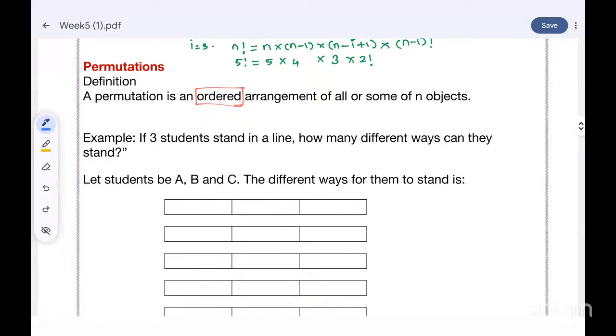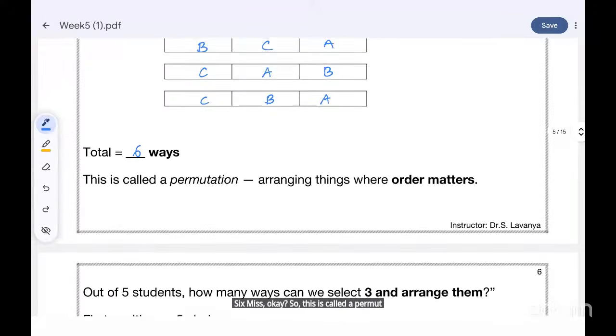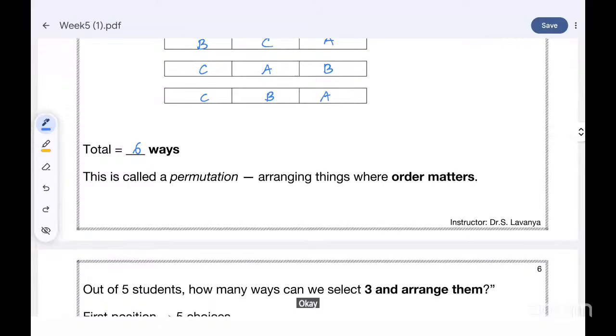ABC, ACB, BAC, BCA, CAB, CBA. So how many ways? 6 ways. Okay, so this is called a permutation, and here order matters. Who is occupying which position matters, right?